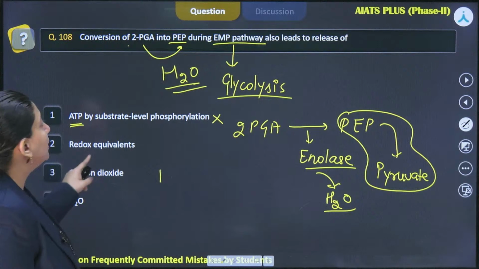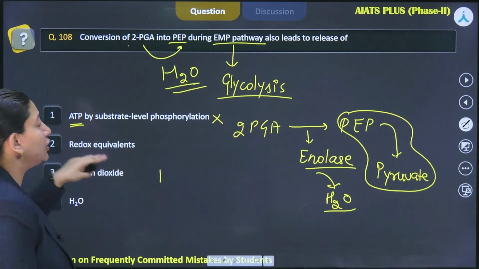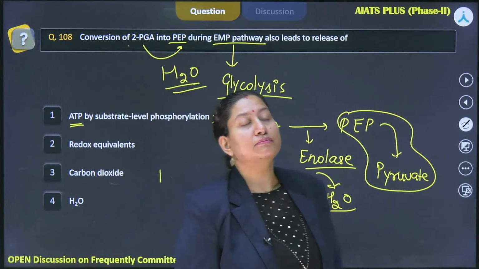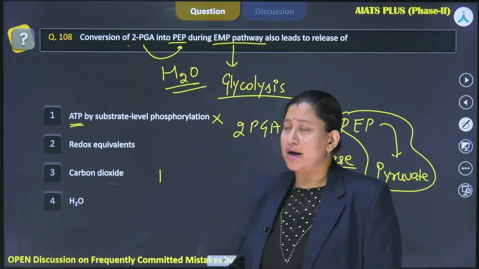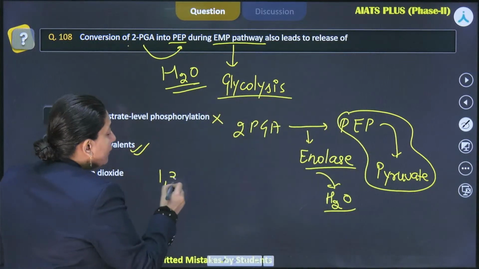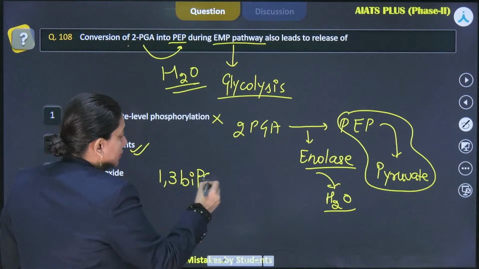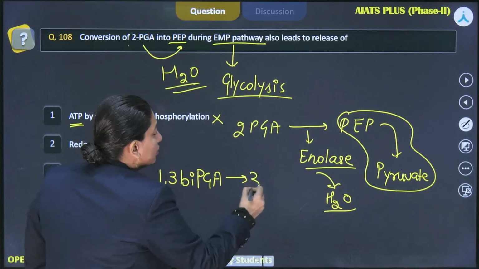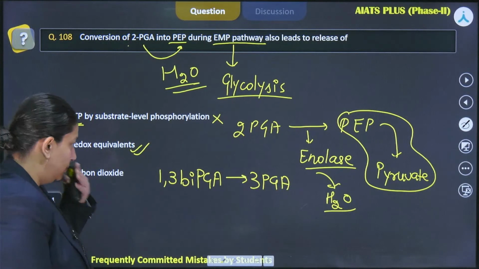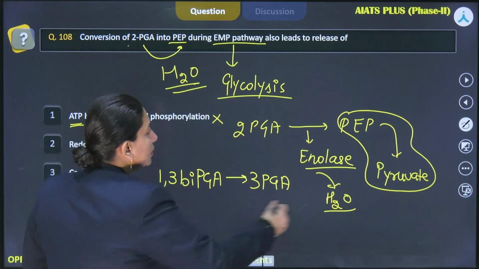Option 2 says also leads to the release of redox equivalents. When we talk about redox equivalents, that is in the form of hydrogen ions, and this release occurs when 1,3-bisPGA converts into 3-PGA, right? Sorry, not this reaction.